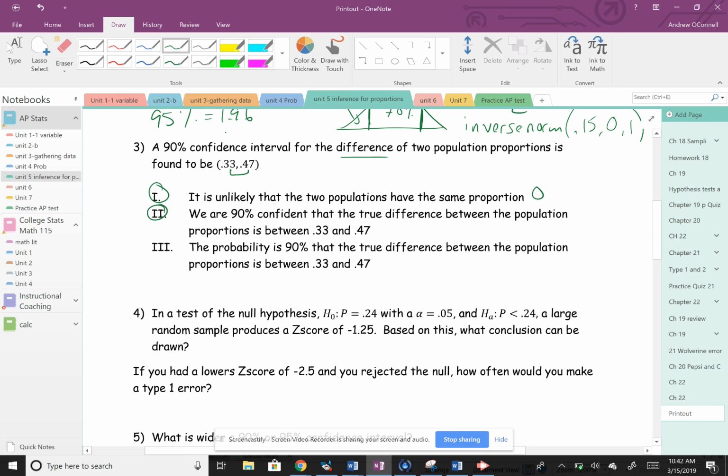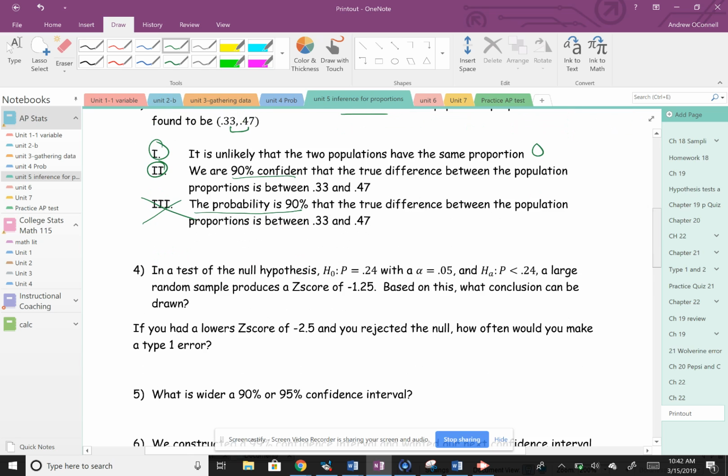Confidence, true. But now when we change 90% confident to a probability of 90%, the difference between population proportions is between that. We know that's false because 90% is confidence, it's not a probability.